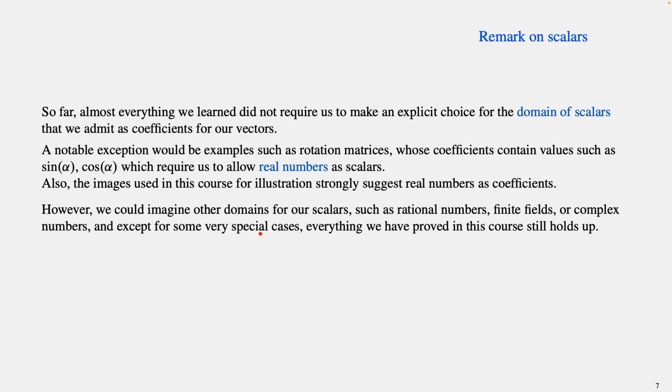And except for some very special cases, everything we have proved in this course so far would still hold for all of these different domains of scalars. A notable exception being finite fields of characteristic 1, because they would have the weird property that the scalars would satisfy 1 plus 1 equal to 0, and a lot of things go wrong if you allow that. But chances are you have never heard of these fields anyway, and we're just imagining real numbers as scalars anyway, so we keep thinking about it like that.